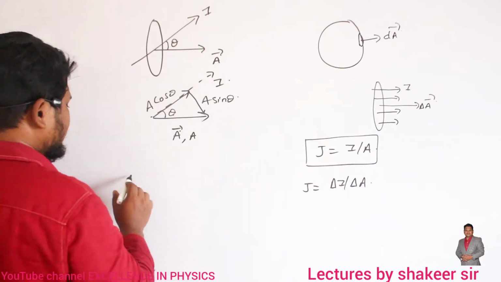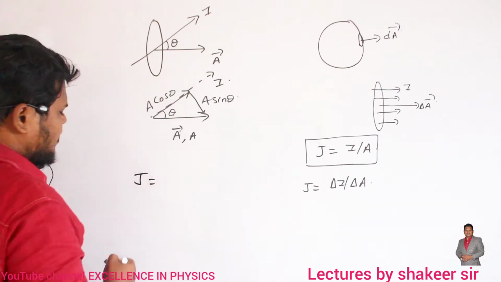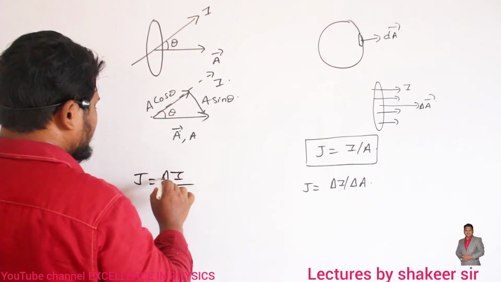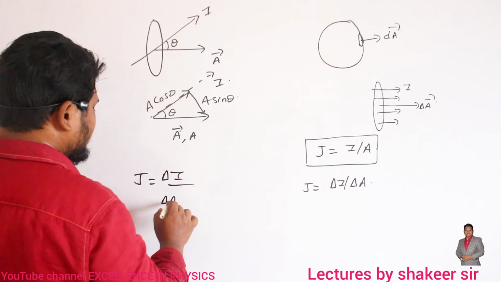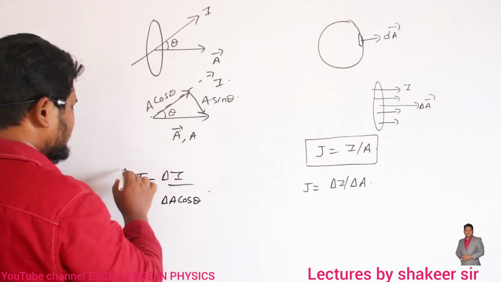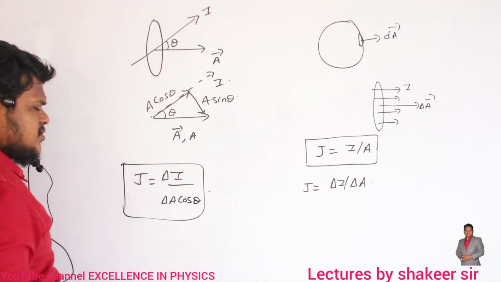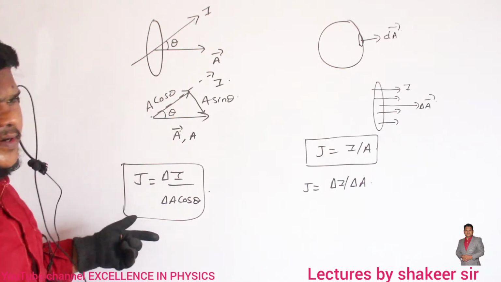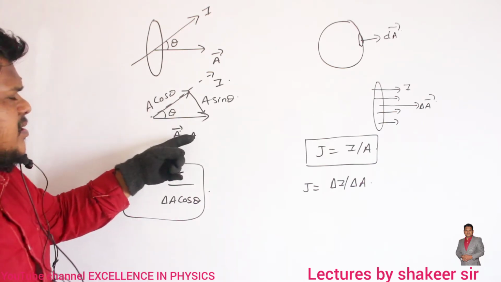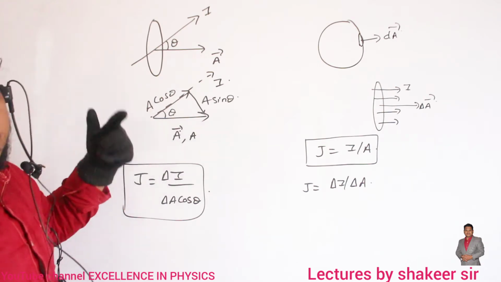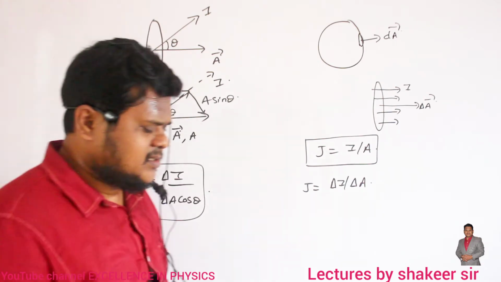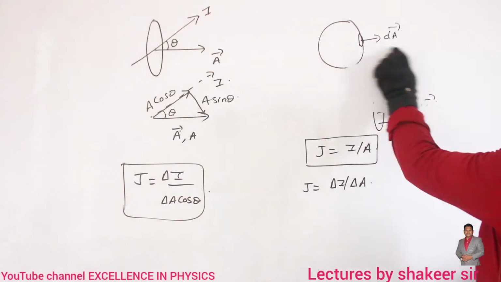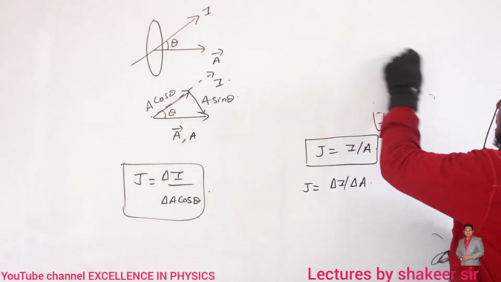Therefore, how can I define current density now? Current density can be defined as delta I divided by delta A cos theta. So J is equal to delta I divided by delta A cos theta. What we understand here is that we split the area vector into two components and take the component of the area vector which is in the direction of current. Same equation, let us see how we can write.